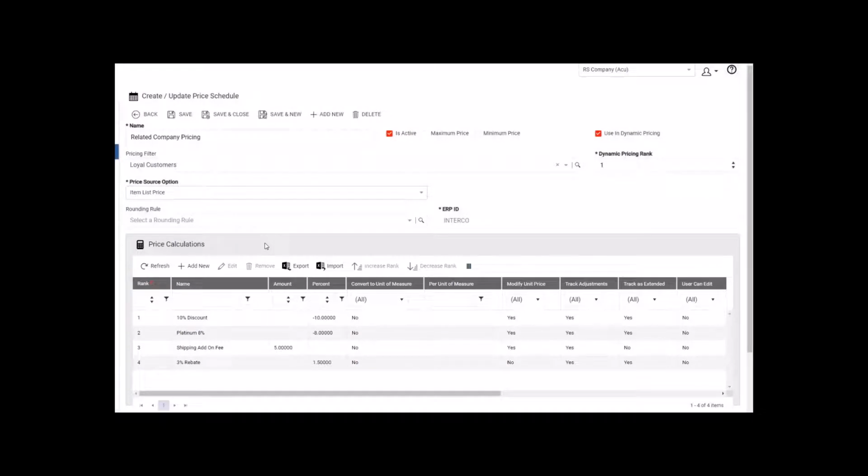These are where you can determine discounts, fees, commissions, and whatnot. And we saw in the transaction in Acumatica that each of these calculations were used to get the final price, except for the rebate, because while we want to calculate the rebate, we don't want it to change the unit price.